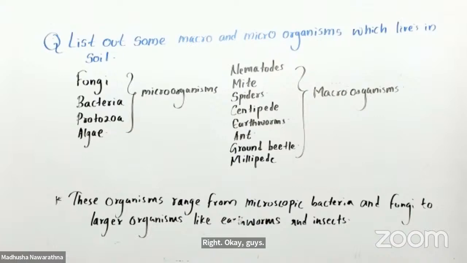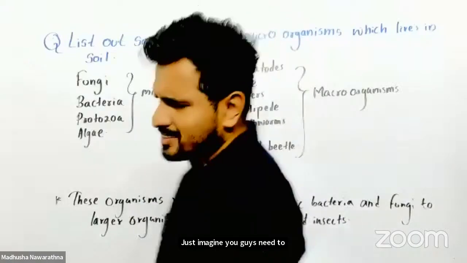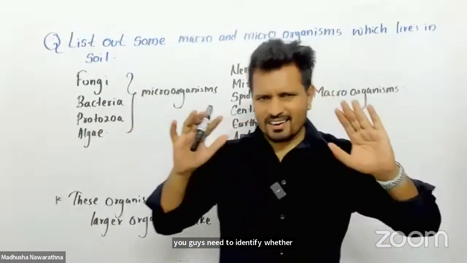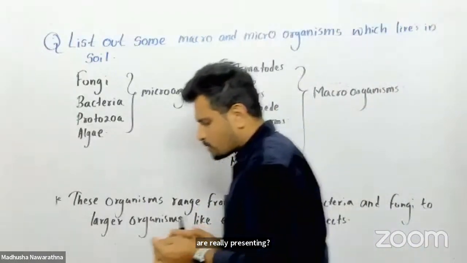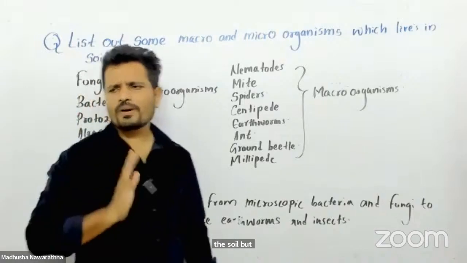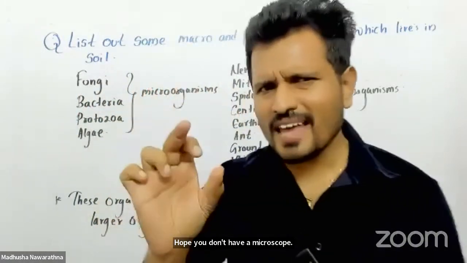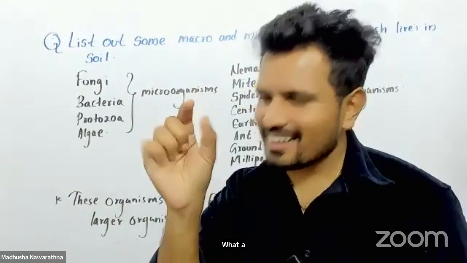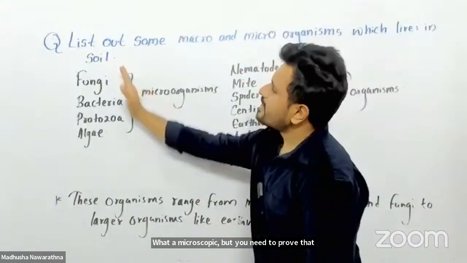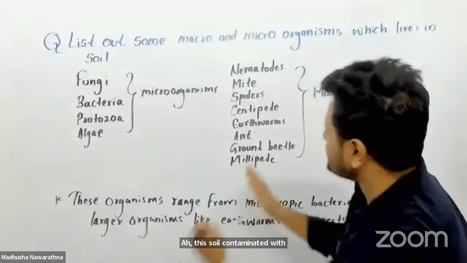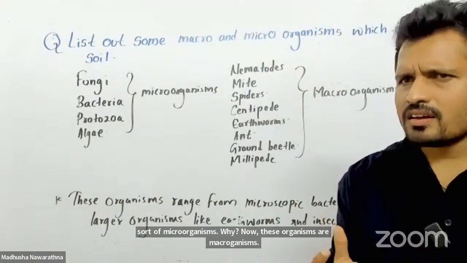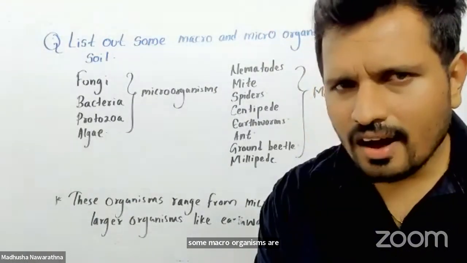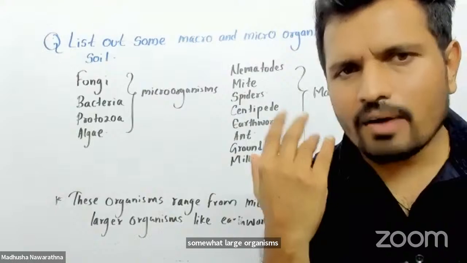just imagine you guys need to identify whether microorganisms are really present in the soil. But suppose you don't have a microscope, but you need to prove that the soil is contaminated with these sort of microorganisms. Why? Now, these organisms are macroorganisms. So macroorganisms are somewhat large organisms, and we can observe them with our naked eye.